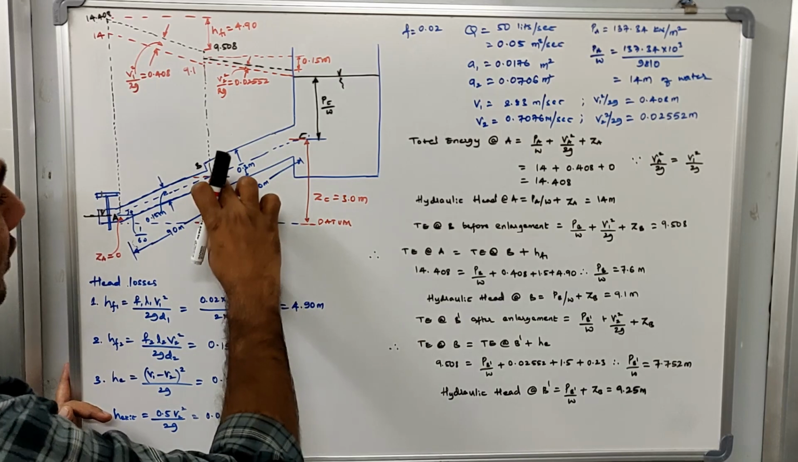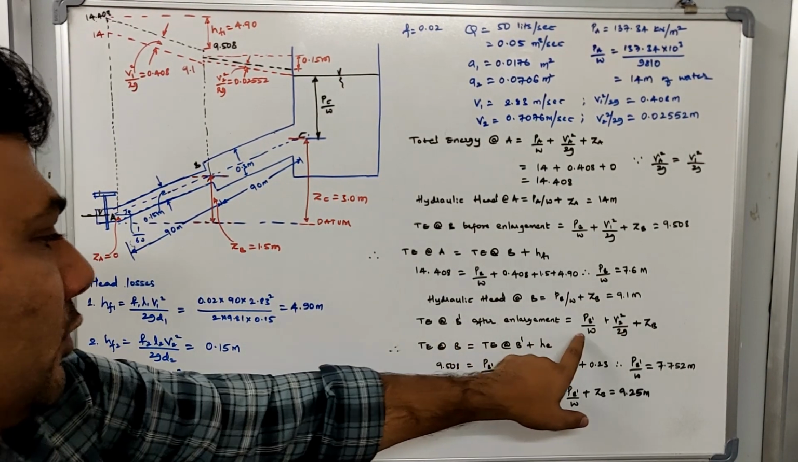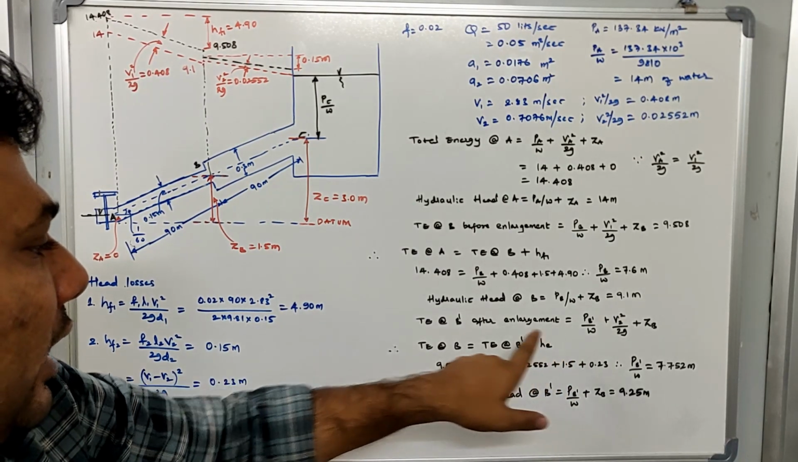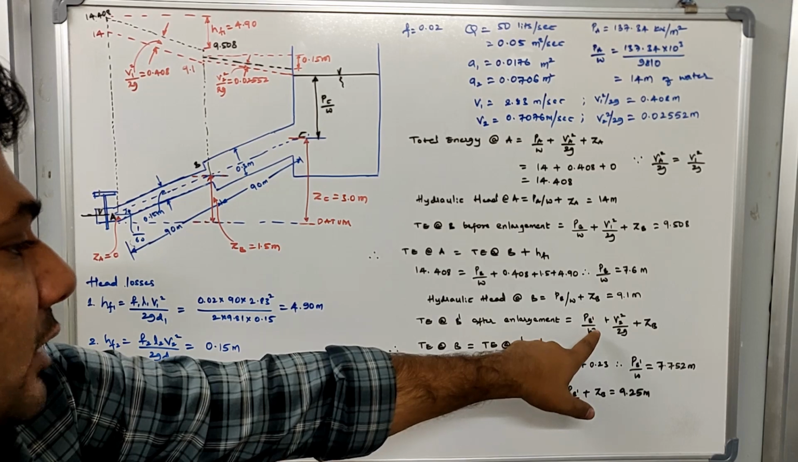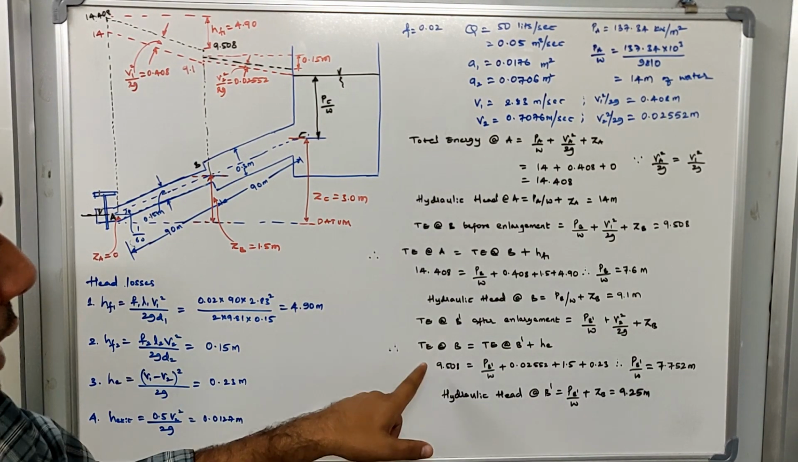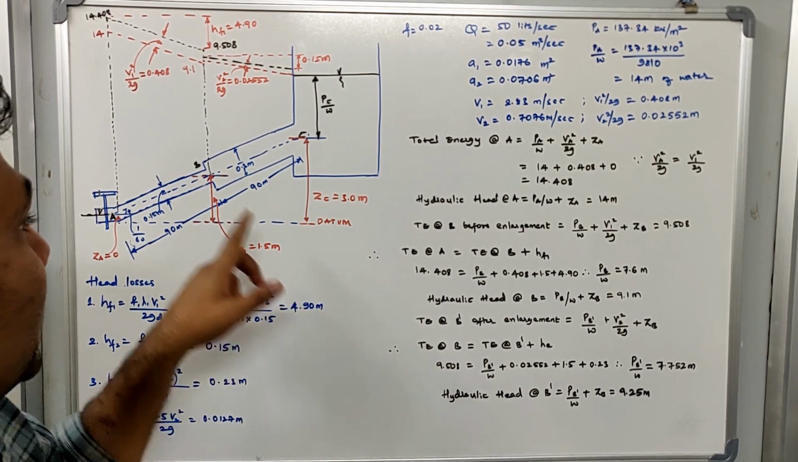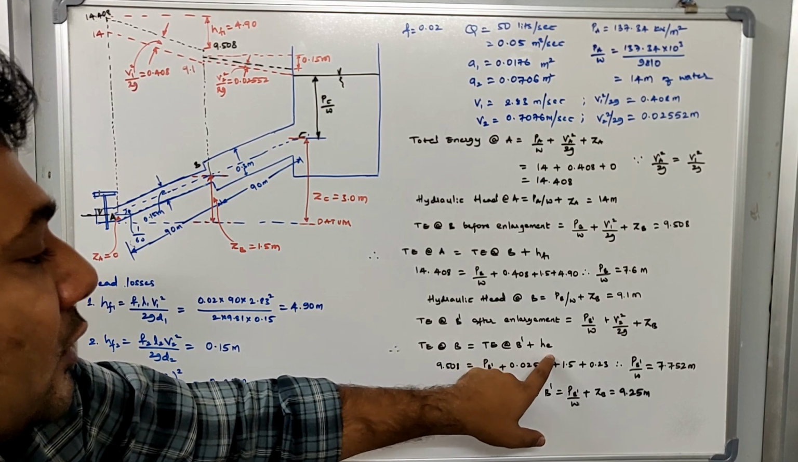We know how much is ZB. I told you ZB will remain the same. So we know the equation for total energy at B dash, which is after enlargement: PB dash by W plus V2 square by 2G plus ZB. Now the total energy at B will be equal to total energy at B dash plus HE.